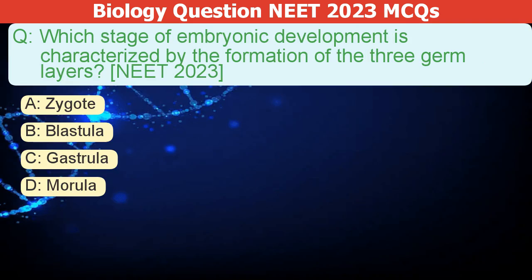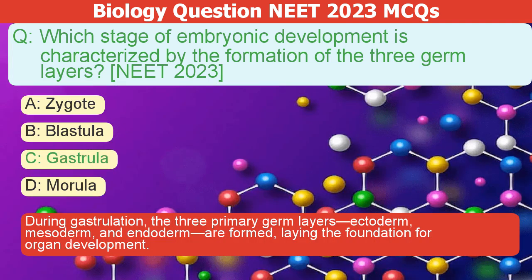Which stage of embryonic development is characterized by the formation of the 3 germ layers? NEET 2023. A. Zygote. B. Blastula. C. Gastrula. D. Morula. The correct answer is C. During gastrulation, the 3 primary germ layers, ectoderm, mesoderm, and endoderm, are formed, laying the foundation for organ development.